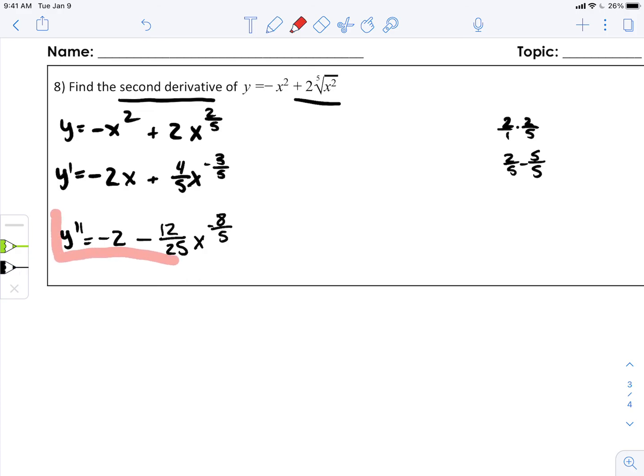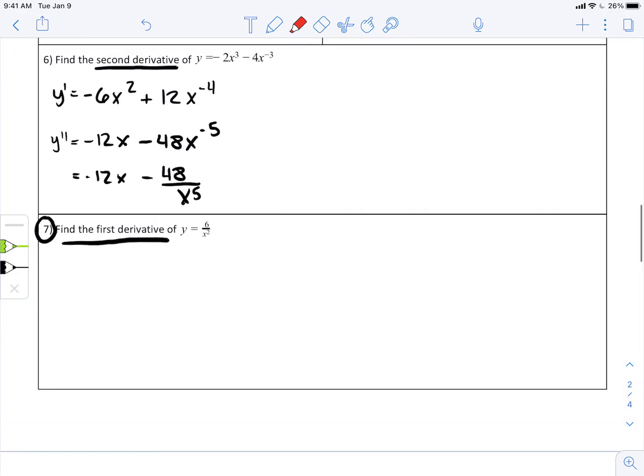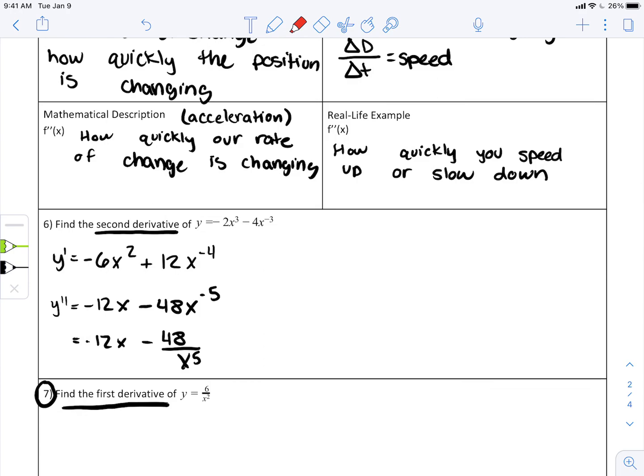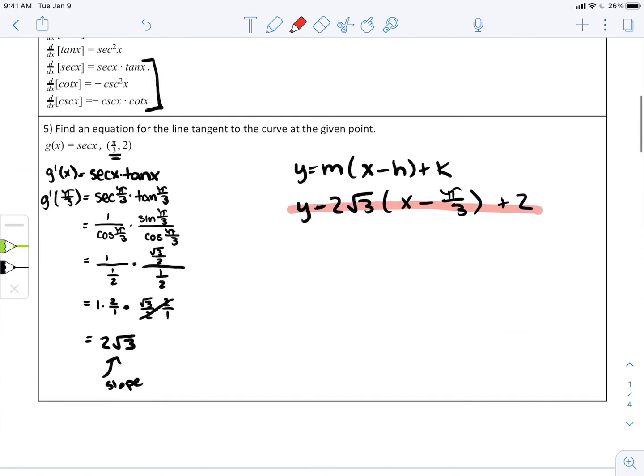We could also keep going and find the third derivatives, fourth derivatives, and so on, and we would just keep repeating this. So basically, when you want a higher order derivative, you just keep taking the derivative of what you previously had.